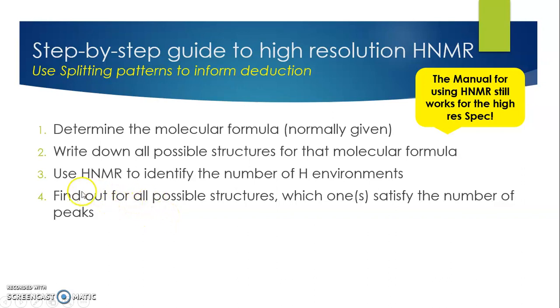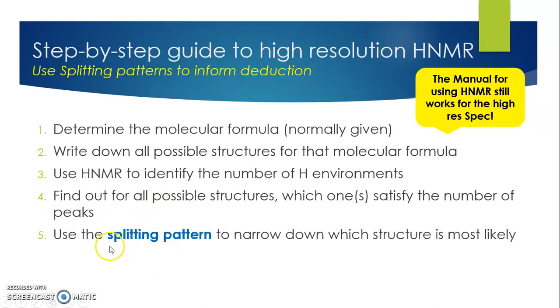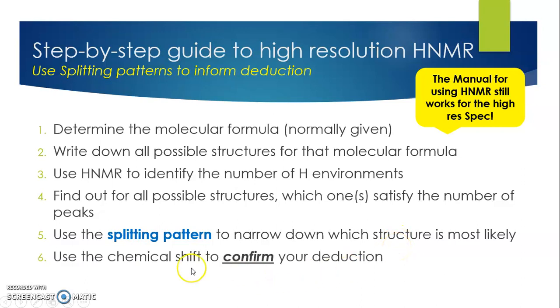If we can't, up until step 4, if we can't really pinpoint one particular hydrocarbon chain structure, then we can use the splitting pattern produced by high-res HNMR to determine exactly which one it is. And last, we can use chemical shift to confirm our deduction. So chemical shift is provided by the data book, but we don't normally start with it. We actually finish up with it, using it to confirm our decision.